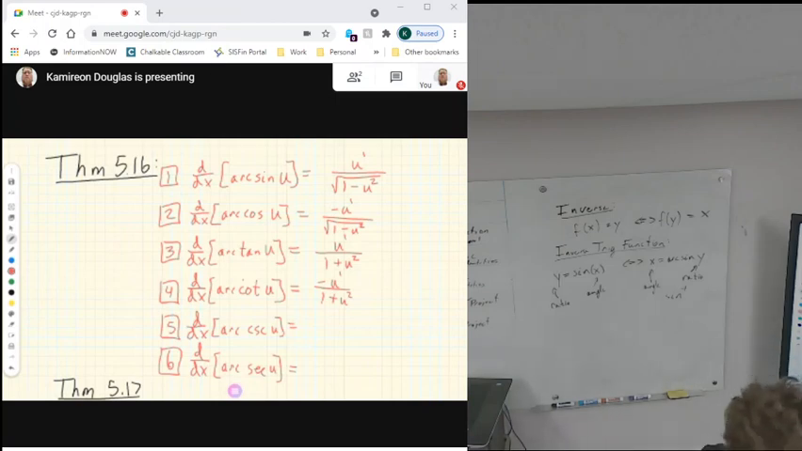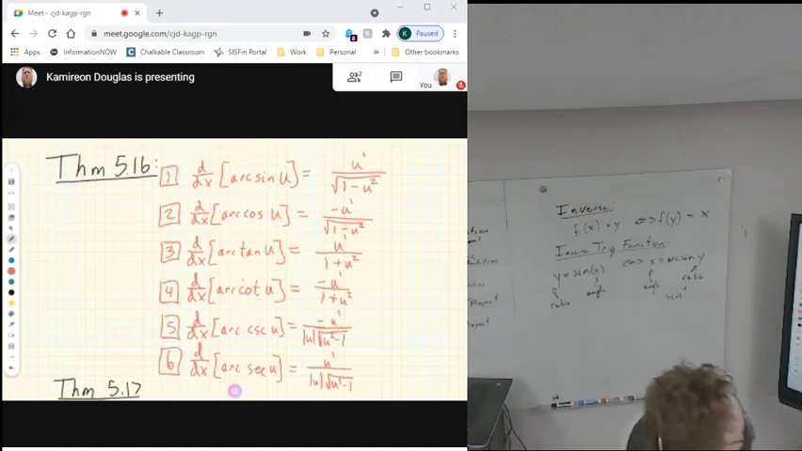Okay. Arc cosecant and arcsecant. Arc cosecant is negative u prime. And then u prime. Feel free to double check your cheat sheet. This all should be correct.